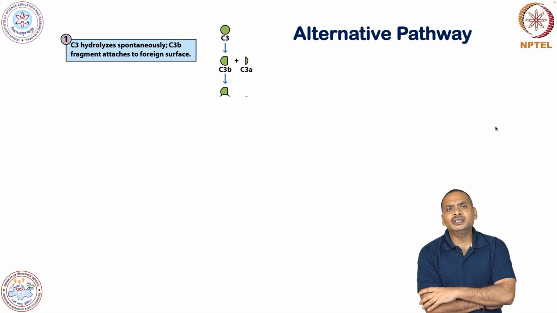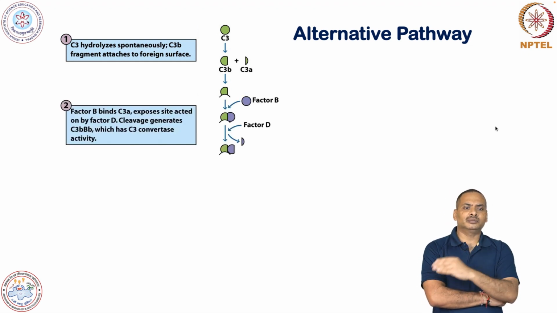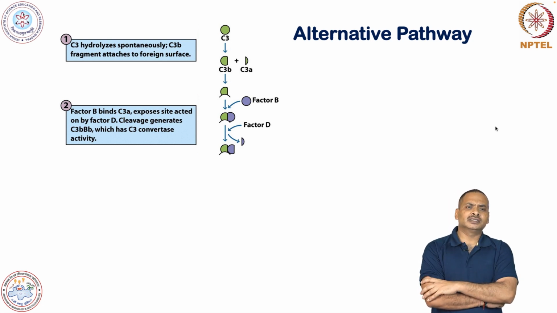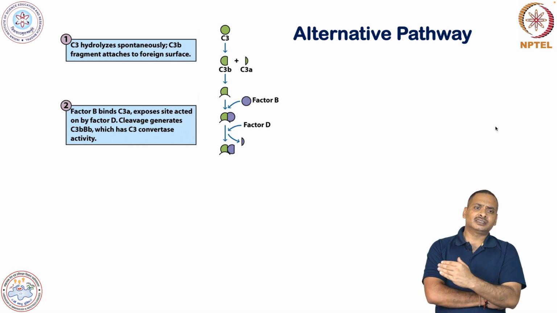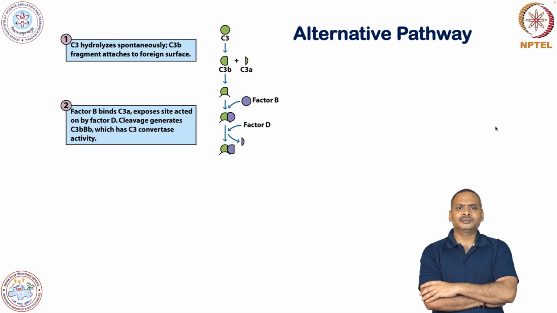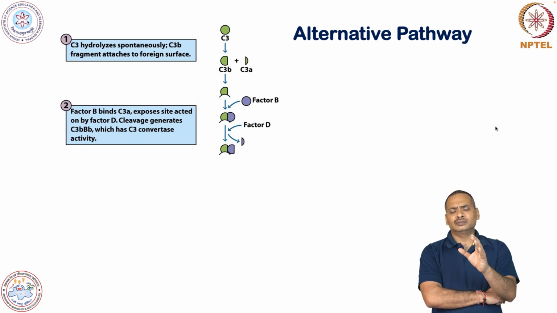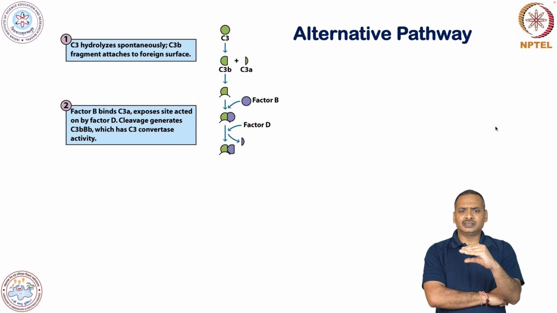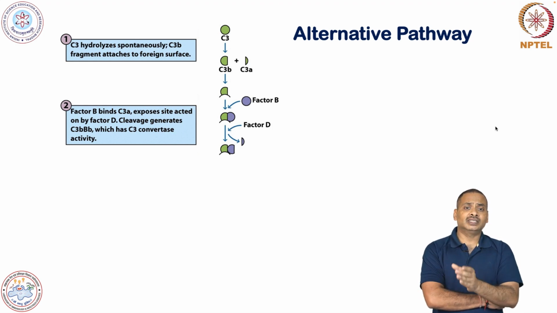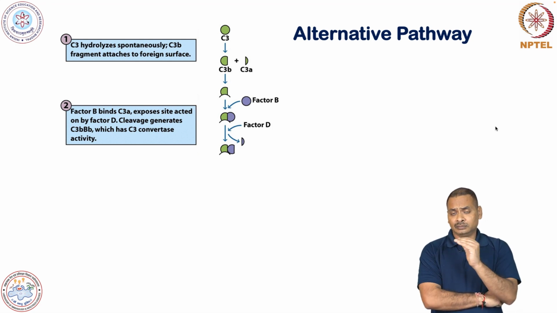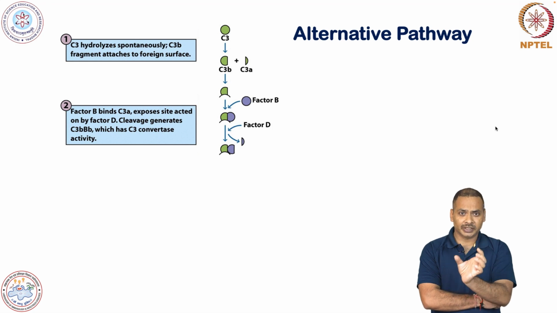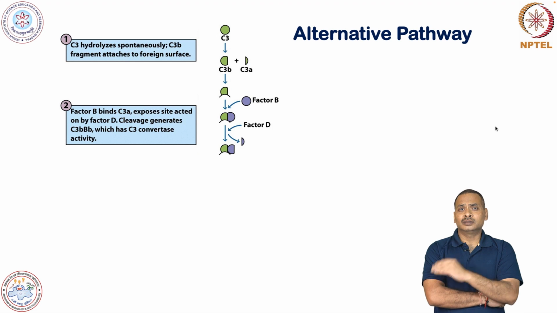Once this C3b is generated, then there is factor B. This factor B binds C3b and exposes a site to be acted on by factor D. So here you can see that factor B will be binding with C3b, and then factor B will be cleaved by factor D. Factor D has the property of triggering the cleavage of factor B, and then there will be a generation of Bb, with capital B and small b, which is the larger fragment of factor B, and there will be a generation of Ba.